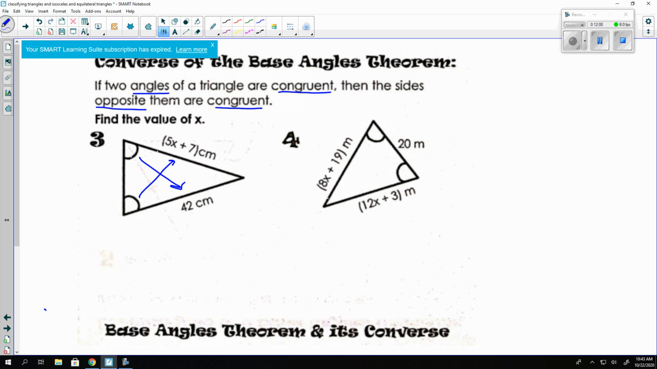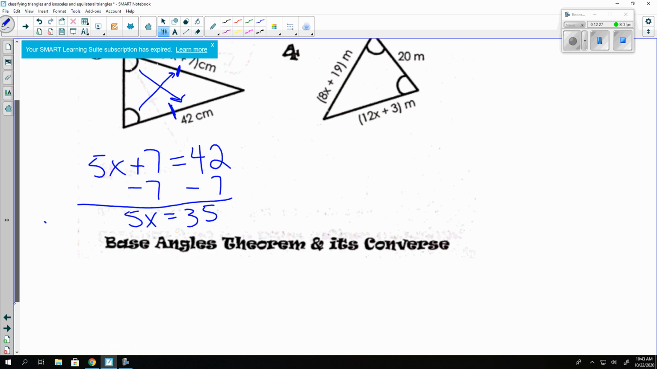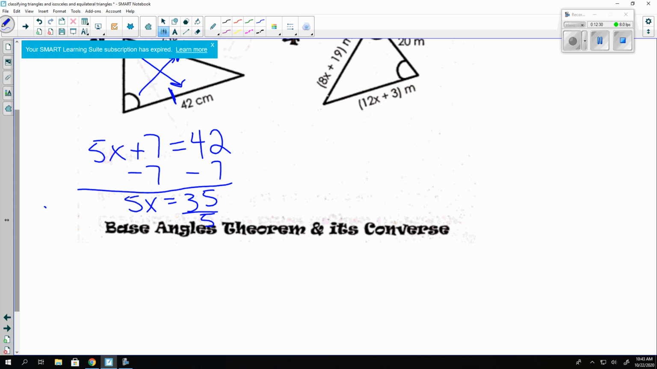So in example 3 right here, this 5x plus 7 side is going to be congruent to that 42. And you'll see I added these tick marks there to show. So 5x plus 7 equals 42. Well, take away 7. So I'll get 5x equals, and 42 minus 7 is 35. So just divide by 5. So x is 7. Okay, now we'll go back over here to our other problem.